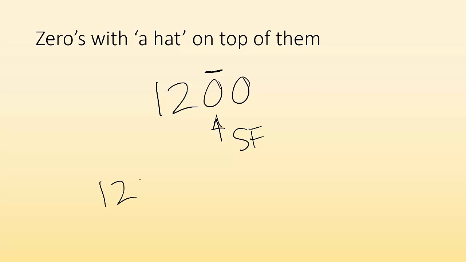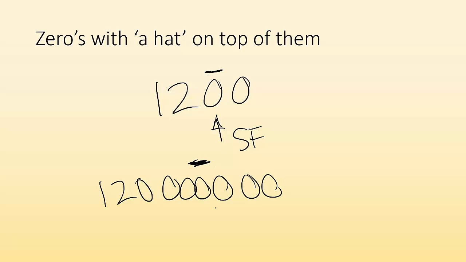So if I had something like this, I'm going to just write a bunch of zeros and then put a hat over this 0. It's saying I was able to measure all the way to this 0. So all of these numbers are significant, right?